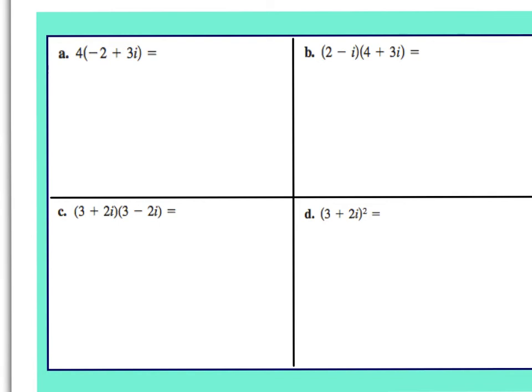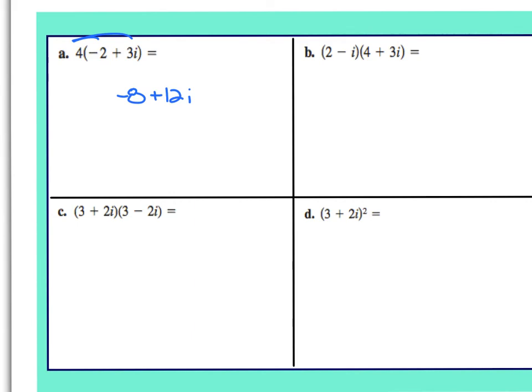Multiply. So now we're going to multiply. What am I going to do with this 4? I'm going to distribute. So when I distribute this 4, I end up with what? Negative 8, and then plus 12i. So that's in standard form of a plus bi.